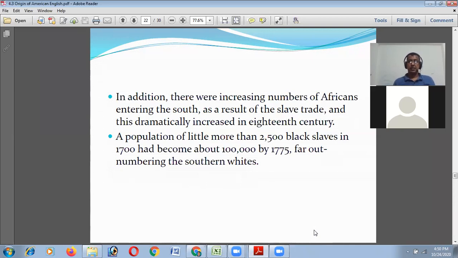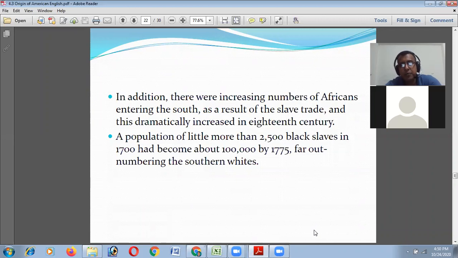We know that after getting independence, and at the time of the British colony, many African people, especially the black people, were caught and sold to America as slaves. That was also a very profitable business for the people, especially the sea voyagers and the adventurers. They had such a business, that is the slave trade. In such a way, many African people went to America as slaves, and this dramatically increased in the 18th century. So the African people also went to America in this way.